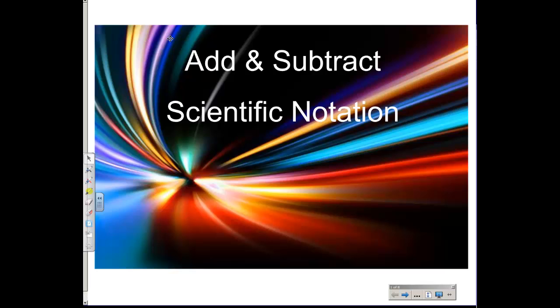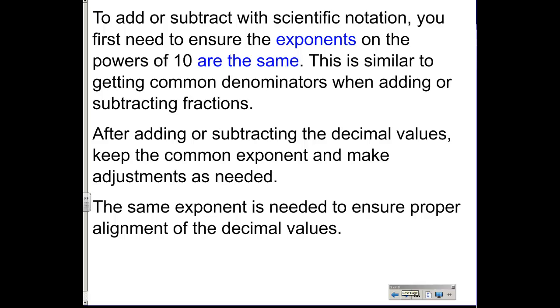In this video, we'll discuss how to add and subtract scientific notation. When adding or subtracting with scientific notation, you need to ensure that the exponents on the powers of 10 are the same. And this is important right here. The exponents have to be the same. This is similar to getting a common denominator when adding or subtracting fractions.